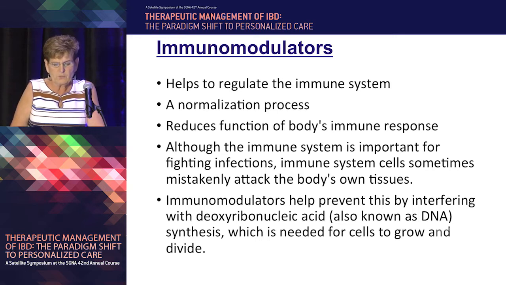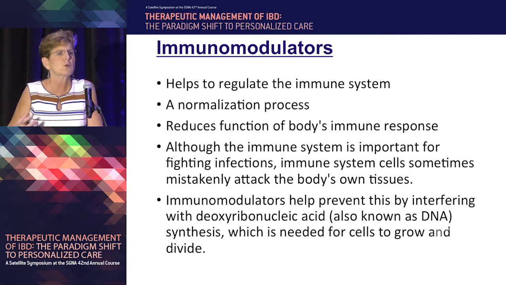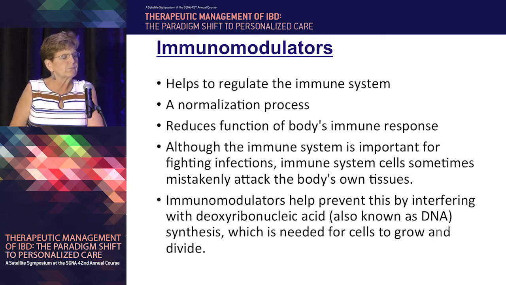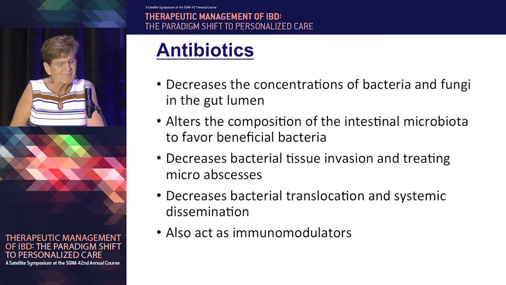Although the immune system is important for fighting infections, the immune system cells sometimes mistakenly attack the body's own tissues. The way I explain it to my patients is this is an autoimmune disease. Same way with thyroid disease and rheumatoid arthritis, and so this is trying to put things back on track. Immune modulators are things such as azathioprine, 6-MP, Imuran, methotrexate. They take some time to work, and so other medicines, perhaps steroids, would be used in the meantime.